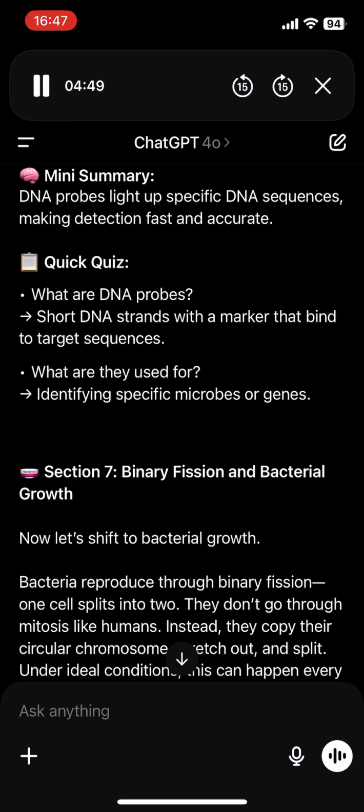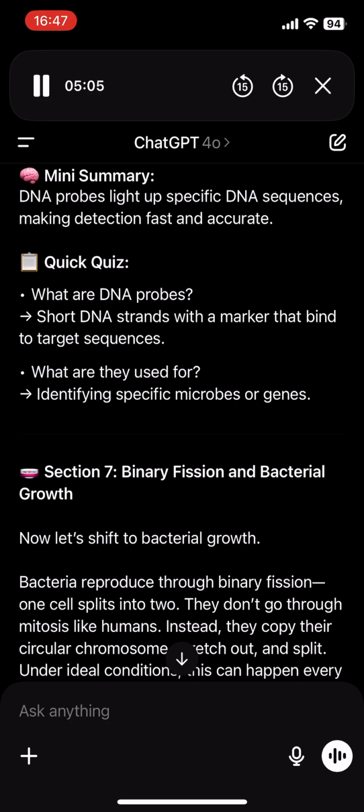Section 7: binary fission and bacterial growth. Now let's shift to bacterial growth. Bacteria reproduce through binary fission. One cell splits into two. They don't go through mitosis like humans. Instead, they copy their circular chromosome, stretch out, and split.